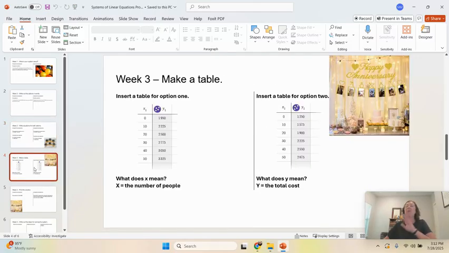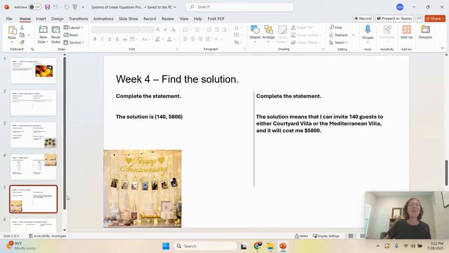Then in week 3, we went to Desmos. We made tables, so it was super easy. We snipped them or we inserted a table here in PowerPoint. That was super fun. And then in week 4, last week, we went into Desmos and we found the intersection of the 2 lines. And then we also explained what that solution meant. Okay, so now we're ready for week 5.